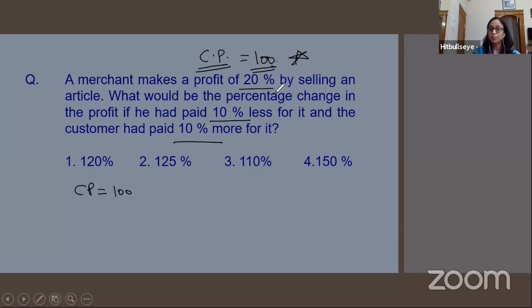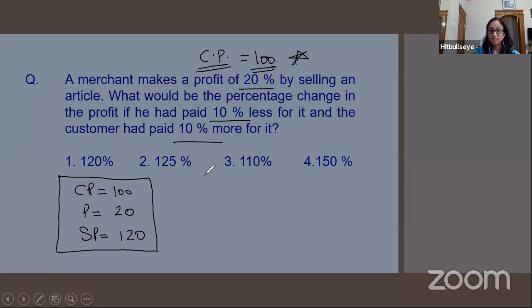Now a merchant makes a profit of 20%. So if he's making a profit of 20%, that means he's making a profit of 20 rupees. Why? Because 20% of 100 is the same as 20. What is his selling price? Selling price is 120 rupees. This is situation number one.